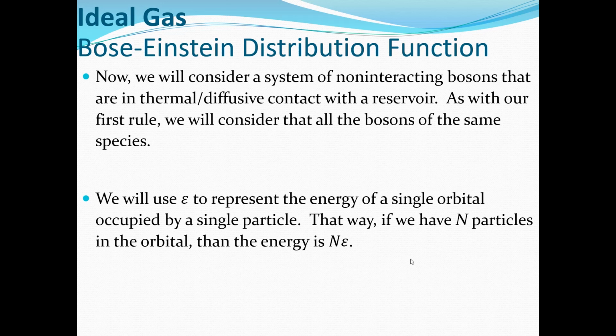So here, we're using kind of the same idea that E is going to represent the energy occupied by a single particle. And then if we end up having n particles of bosons, and all of them are in that orbital, that means that the energy is going to be n epsilon.